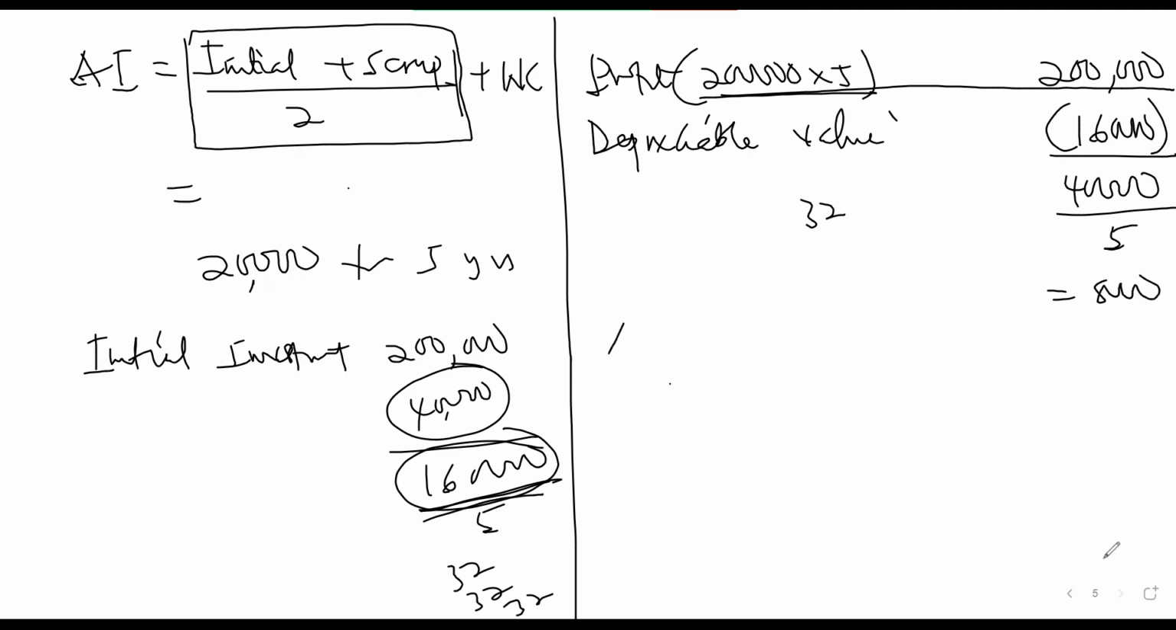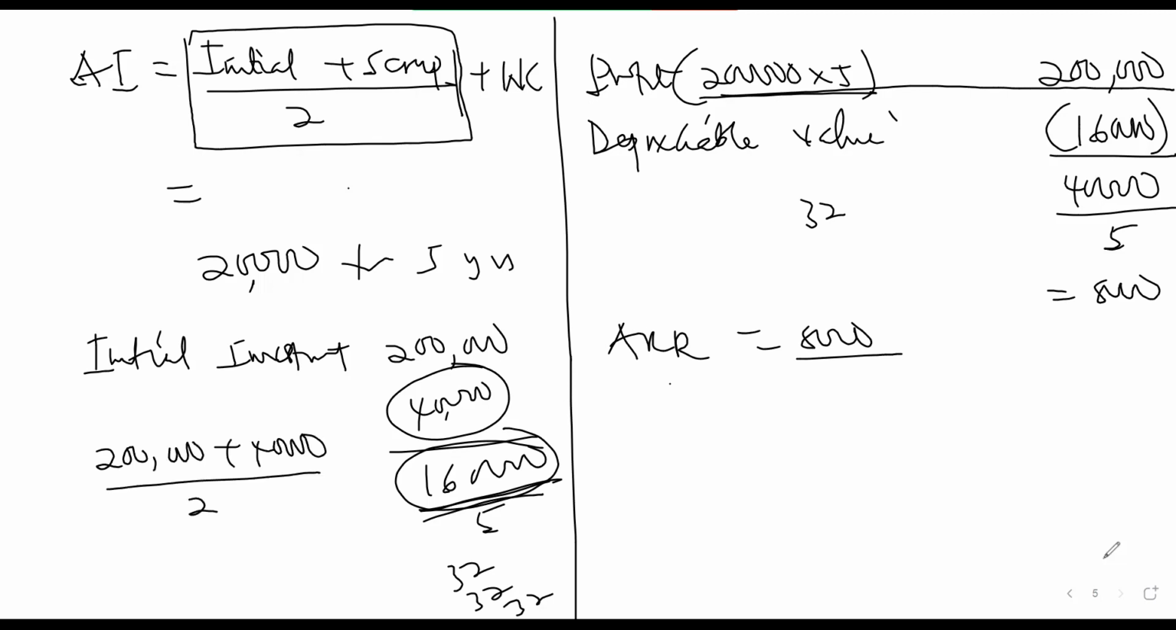So your accounting rate of return will be 8,000, which is the average profit, divided by the average investment, which will be 200,000 plus the scrap value, 40,000, all divided by 2. And that will give you 120,000. Then you multiply by 100.